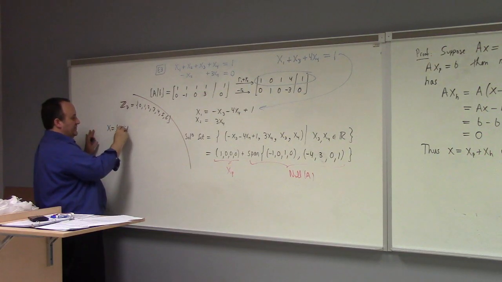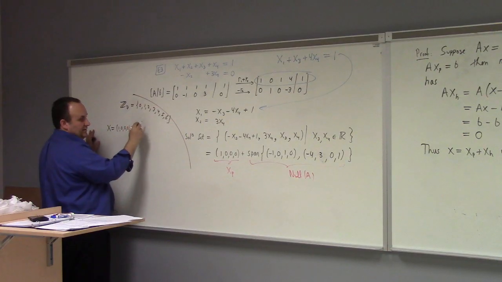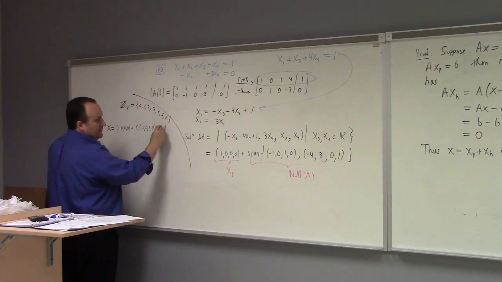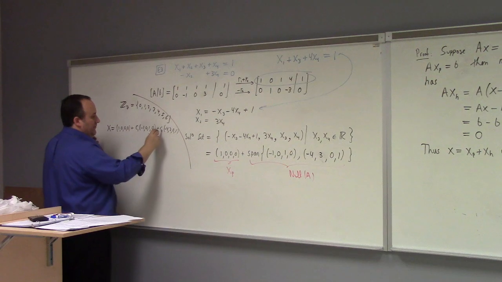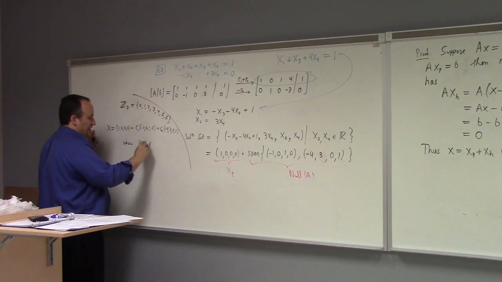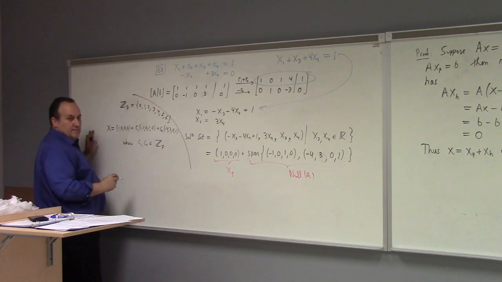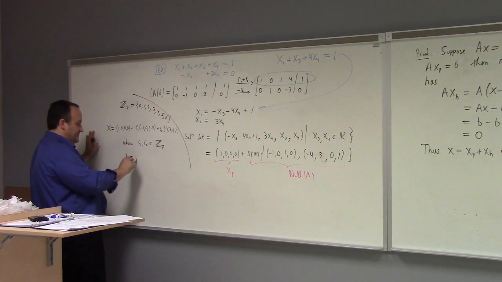(1, 0, 0) plus, let me write down a typical solution, C1 times (-1, 0, 1, 0) plus C2 times (-4, 3, 0, 1), where C1 and C2 are elements of Z7, right? So what's the cardinality? What's the size of the solution set?